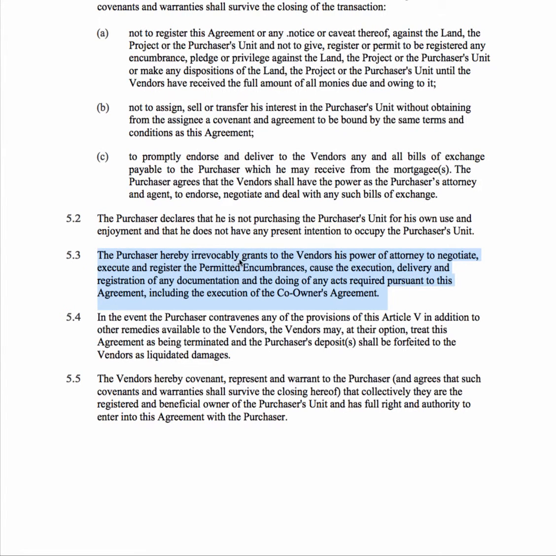The purchaser hereby irrevocably grants the vendor his power of attorney to negotiate, execute, and register the permitted encumbrance, cause the execution, delivery, and registration of any document, and the doing of any act required pursuant to the agreement, including the execution of the co-owner's agreement. So basically, you're allowing us to proceed on your behalf.